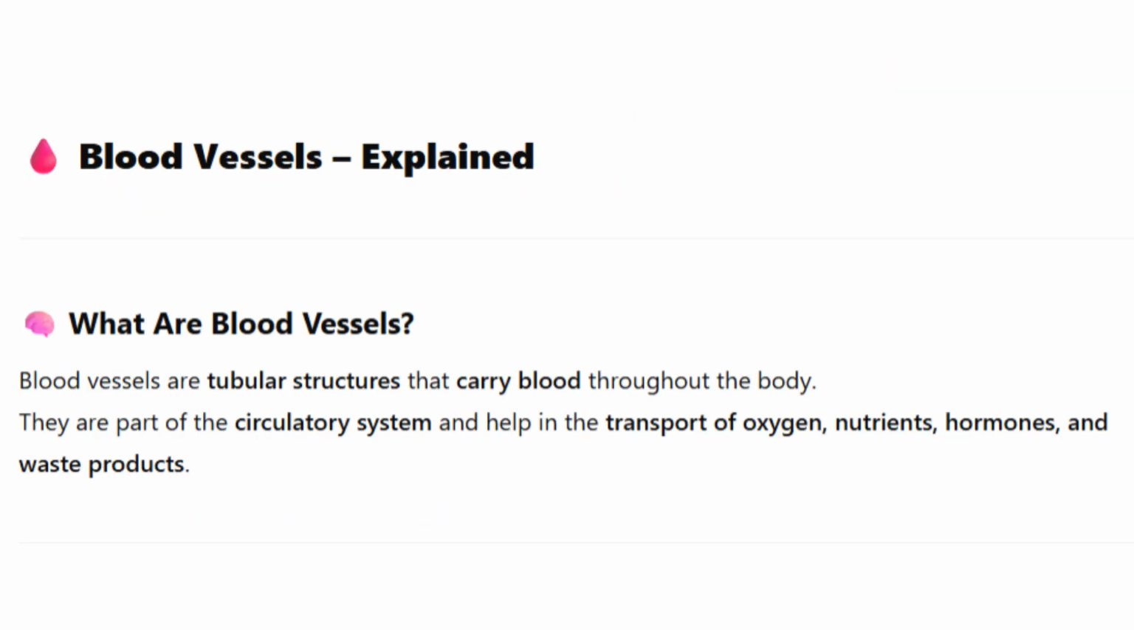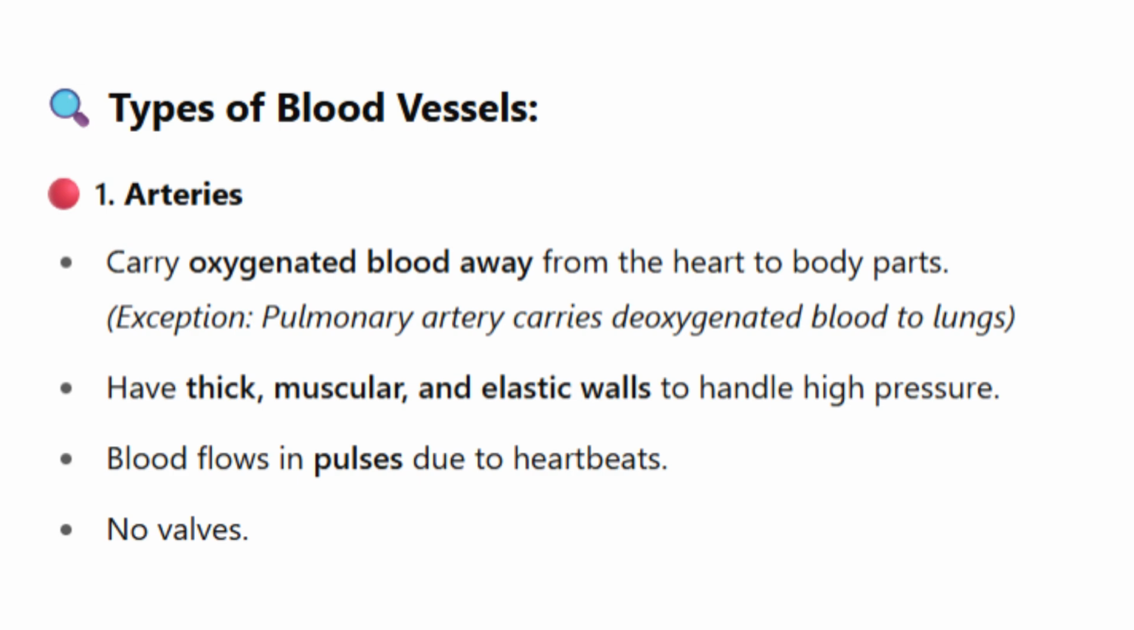Blood vessels, explained teacher style, pointwise. What are blood vessels? Blood vessels are tubular structures that carry blood throughout the body. They are part of the circulatory system and help in the transport of oxygen, nutrients, hormones, and waste products. Types of blood vessels. 1.